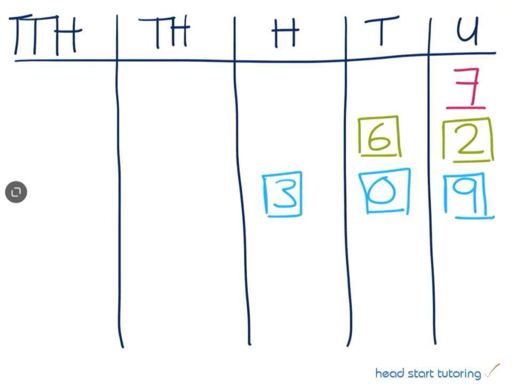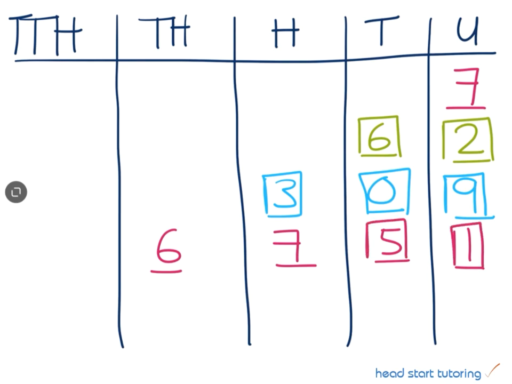Right, if we have a look at the number 6,751, we've got 1 unit, 5 tens, 7 hundreds, and 6 thousands. So the place value of the 1 in this number is 1 unit. The place value of the 5 is 5 tens. The place value of the 7 is 7 hundreds. And the place value of the 6 is 6 thousands.